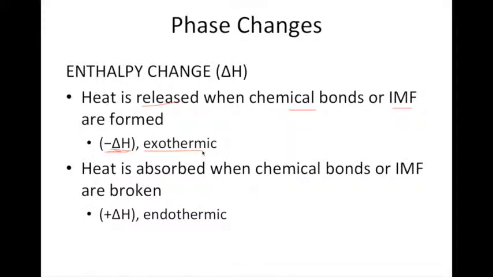If a process is going to break chemical bonds, heat is always going to be absorbed. So heat is absorbed when chemical bonds or intermolecular forces are broken. So if a process is undergoing a phase change and chemical bonds or intermolecular processes are being broken, then our delta H value will be positive, which indicates that heat is being absorbed, and we say that process is endothermic. So be sure you're familiar with this. This is very important, and these terms and the signs for delta H.